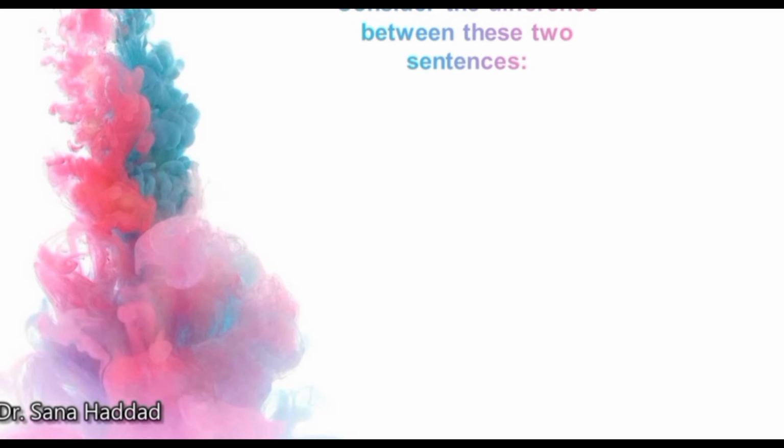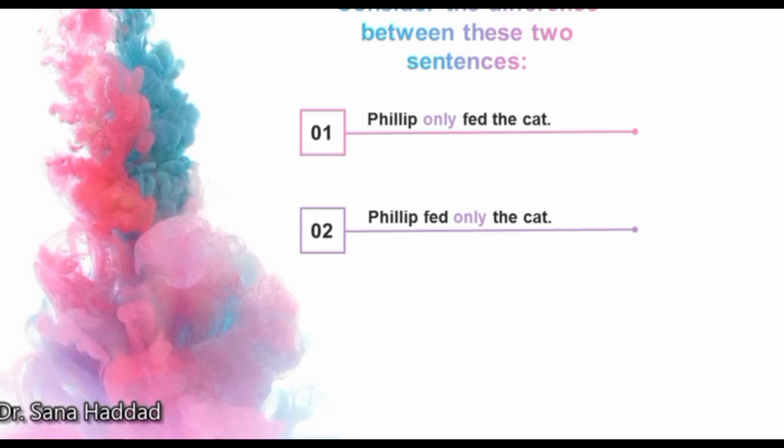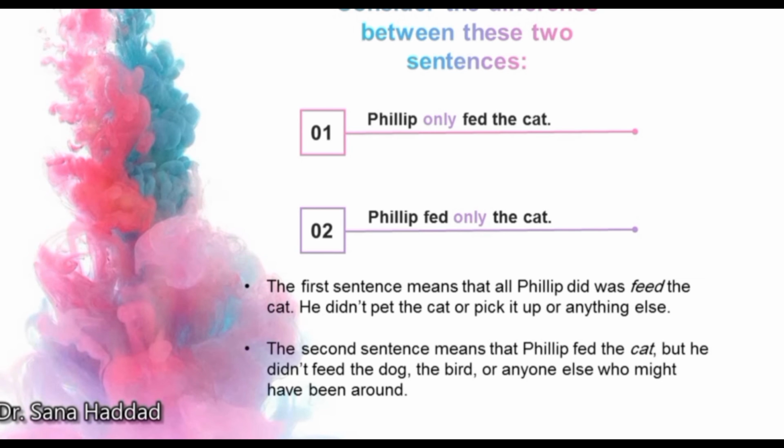Consider the difference between these two sentences. Philip only fed the cat. Philip fed only the cat. The first sentence means that all Philip did was feed the cat. He didn't pet the cat or pick it up or anything else. The second sentence means that Philip fed the cat, but he didn't feed the dog, the bird, or anyone else who might have been around.